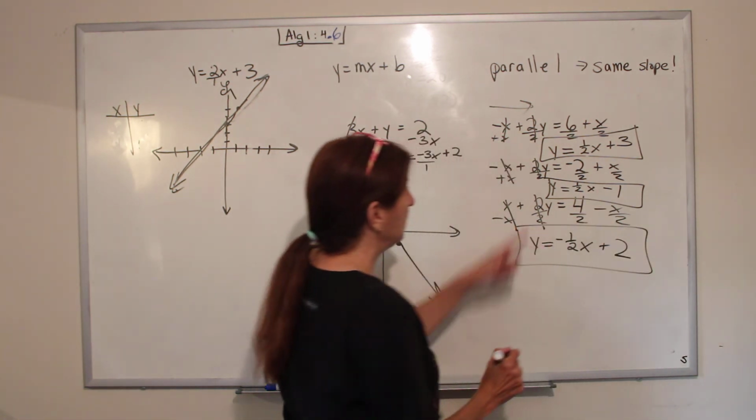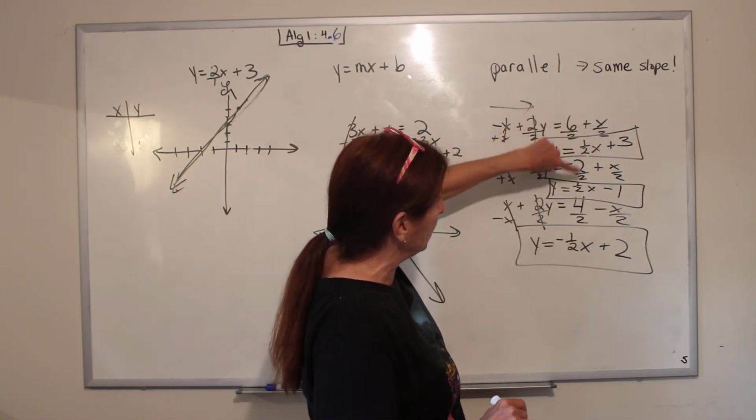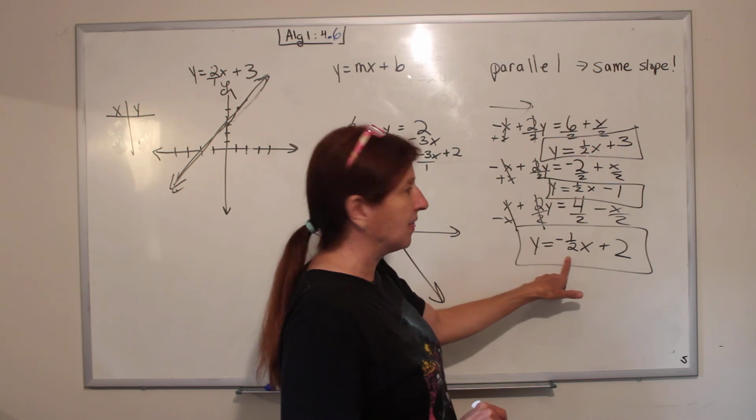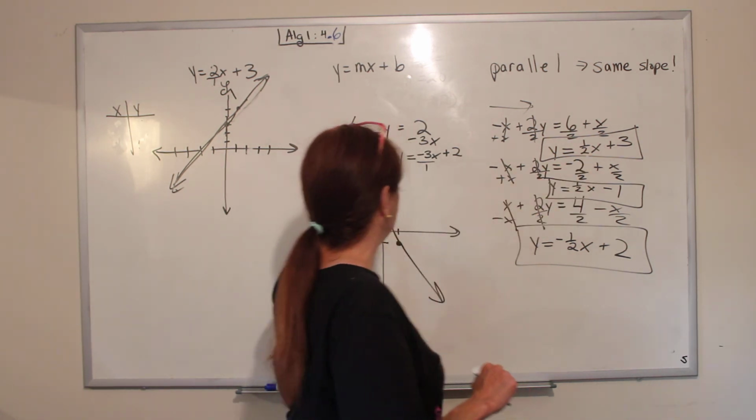So here are my 3 formulas. Which lines are parallel? That one and that one. They both have a half. That one's negative 1/2. It's not parallel. Let's graph them and see.